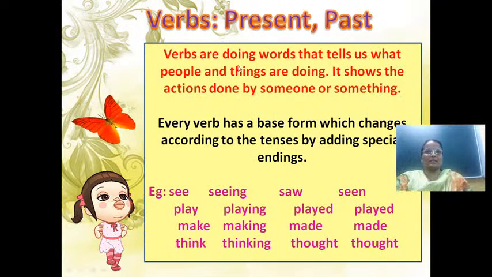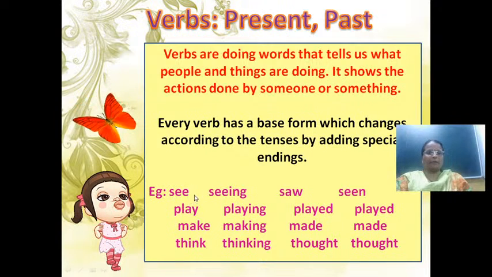In the last class, we discussed the definition of a verb, and we understood that verbs are doing words that tell us what people and things are doing. It shows us the action done by something or someone. And again we learned that every verb has a base form. That means the first form of the verb is the base form, which changes according to the tenses by adding special endings. For example, you can see the samples here.